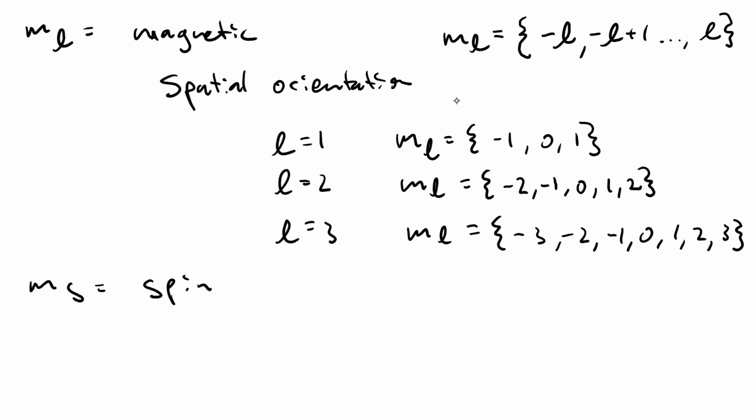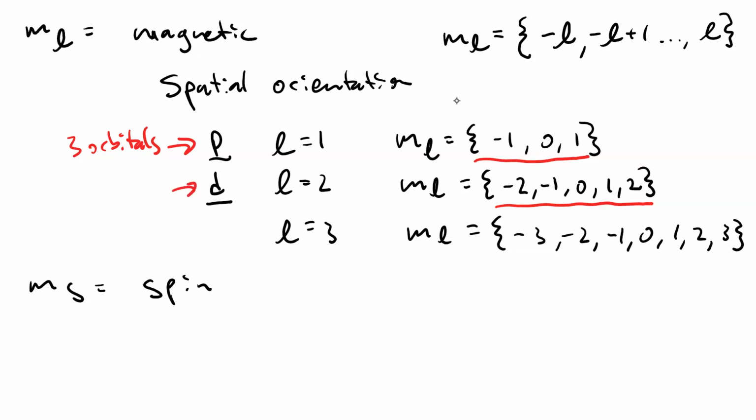Now, this tells us something about how many orbitals there are in each sublevel. At L equals 1, we're talking about a p sublevel. There are 3 M sub L values. That means there are 3 p orbitals in a p sublevel. When L equals 2, there are 5 values. That's a d sublevel. And that means we've got 5 orbitals in a d sublevel.